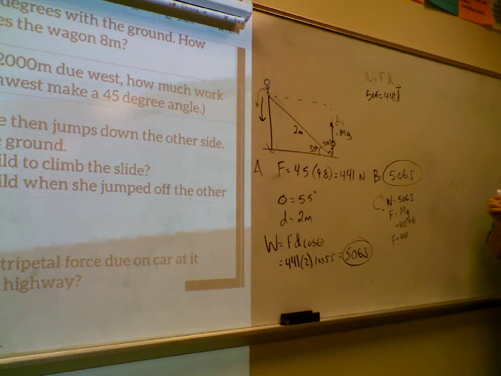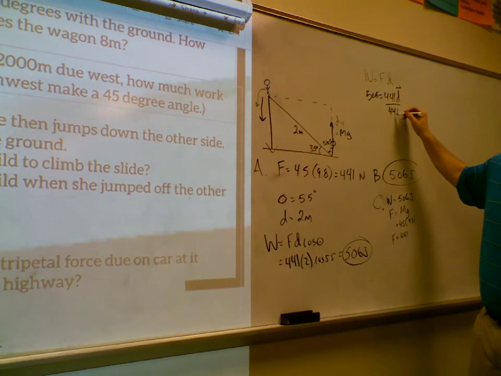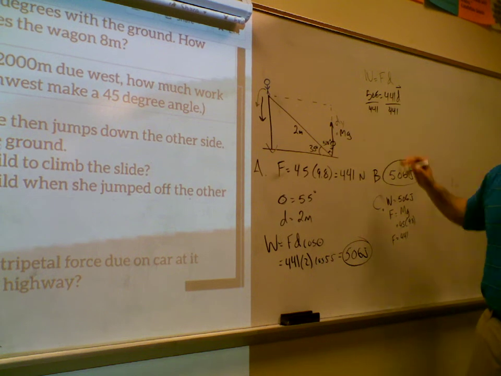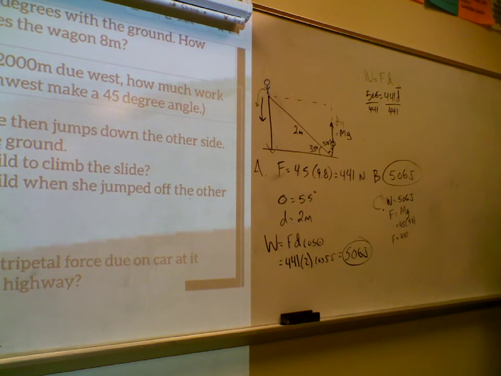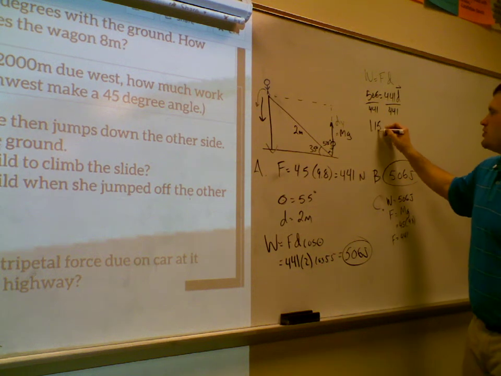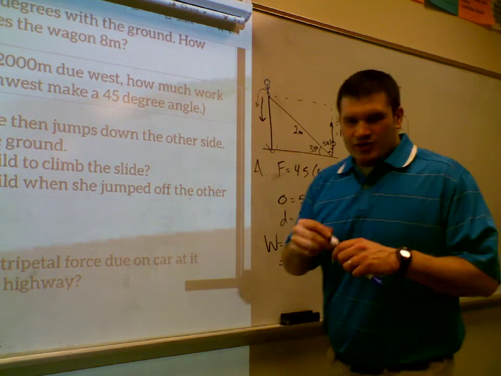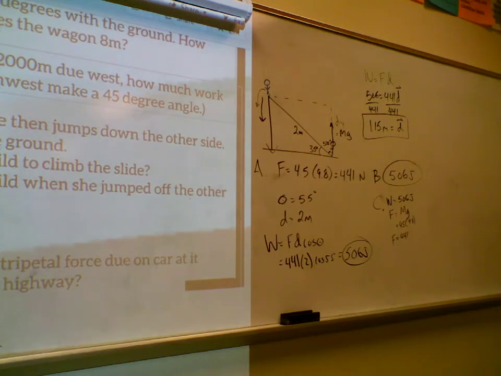How do I solve for d? Divide by 441. 506 divided by 441 is 1.15. So do not worry. That child will be okay jumping down 1.1 meters.